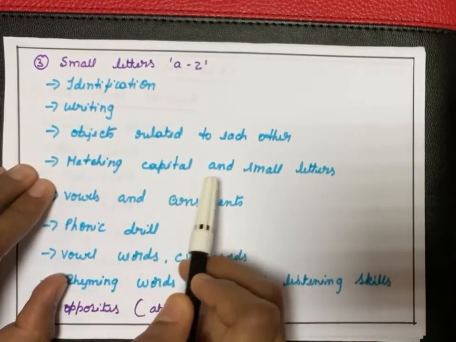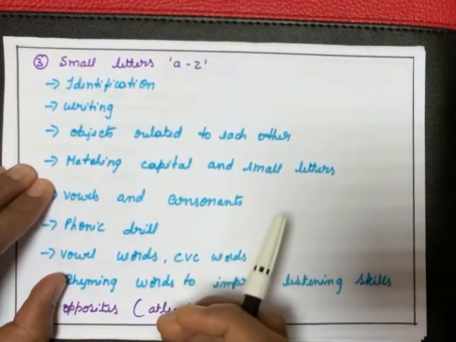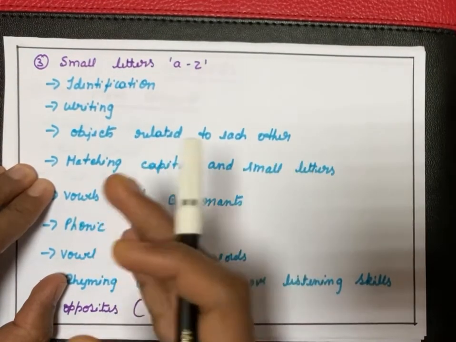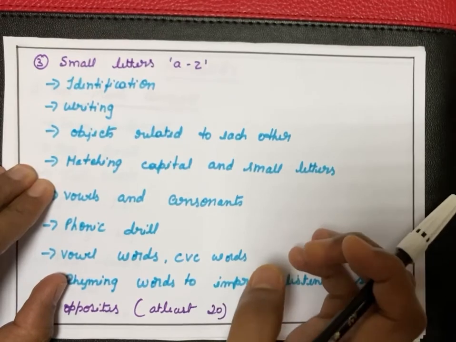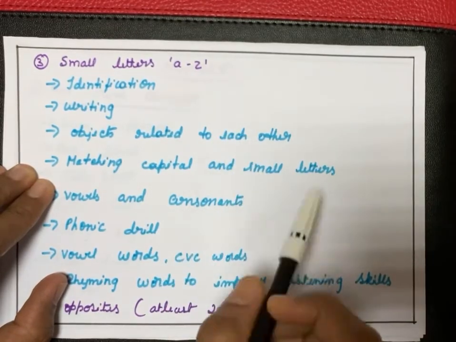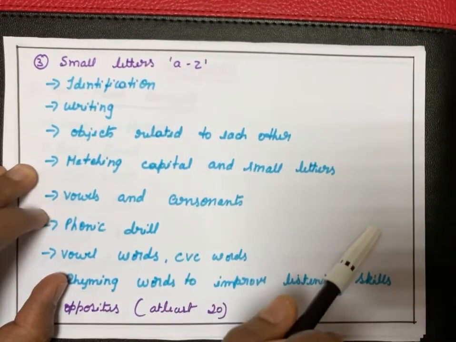Then matching capital and small letters. At one side write the capital letters and on the other side write the small letters. Shuffle and write the small letters. Then ask your child to match them. Match the capital letter with the small letter.